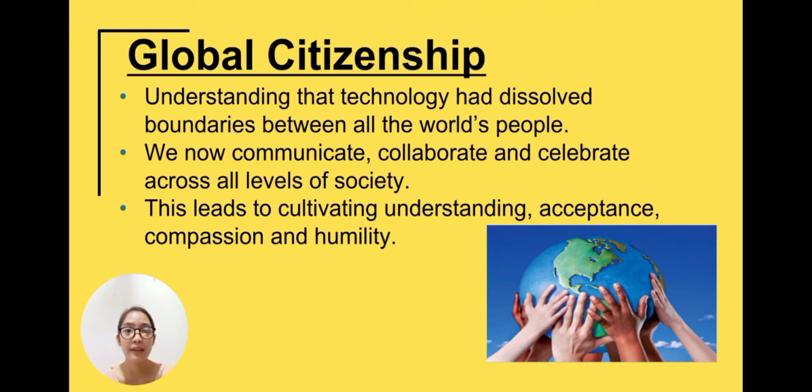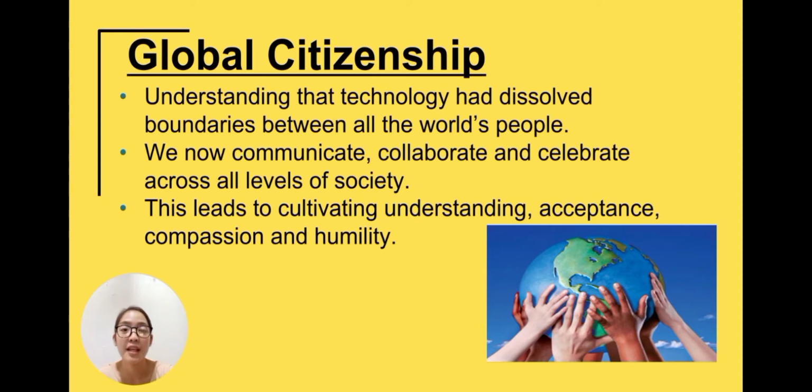We now communicate, collaborate, and celebrate across all levels of society. This leads to cultivating understanding, acceptance, compassion, and humility. As we all know, we students collaborate with other students. So from this, we students must realize that we need a deep understanding of this interconnected world. We must be aware of the issues, traditions, values, and cultures of other citizens.